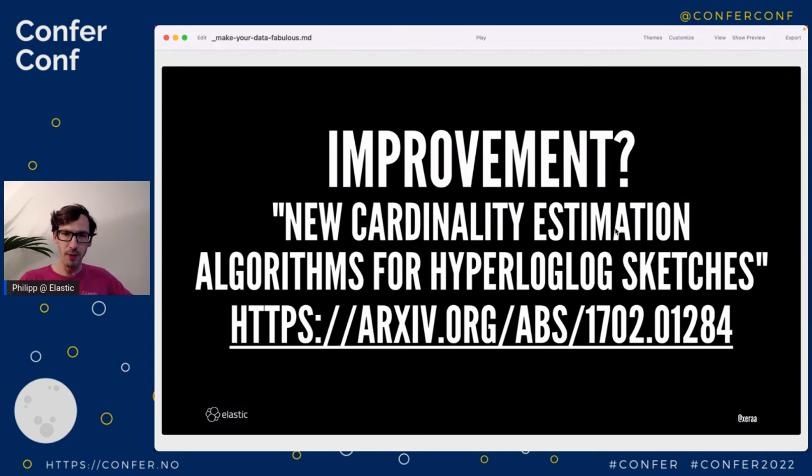We haven't implemented that one yet. Maybe this one is more accurate with the same amount of memory, so this could make a difference. We just didn't get around to implementing it yet. But if you're very keen on that, that would be the paper to see how that works in detail.